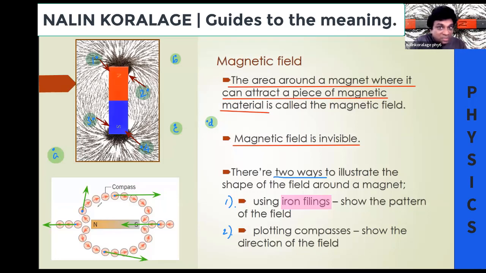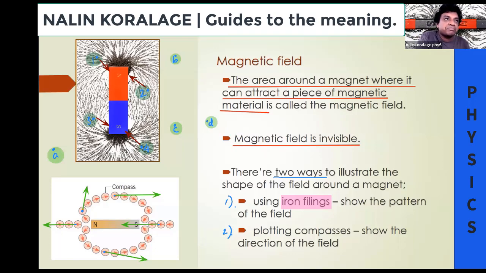But we know there is a magnetic field, so how can we at least know about the shape of these magnetic fields? We can use one of two methods. The first one is the easiest: just using a few iron filings sprinkled in the surroundings of a bar magnet, or we can use the plotting compasses. One important thing to remember, as I illustrated using the green arrowheads here: the needle of the compass always shows the direction of the magnetic field at that particular point. That is something really important.